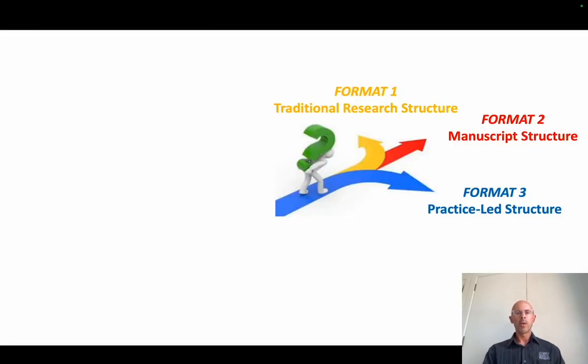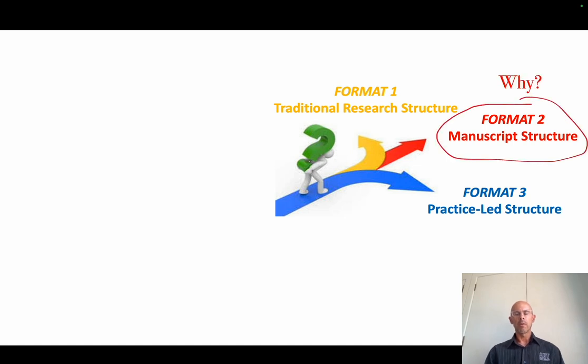So you may be aware there are three different formats at AUT, 1, 2 and 3. Format 1 is the traditional structure: substantive introduction, methods, results, discussion and conclusion. Format 2, which we'll talk about today, includes manuscripts that you are either going to submit or have submitted. And Format 3, practice-led, which you probably know about already if you've got a supervisor who has expertise in that area.